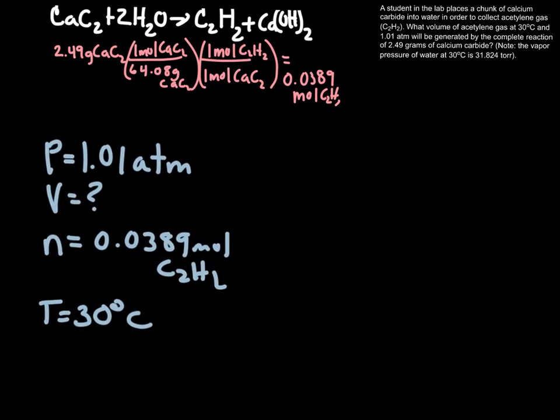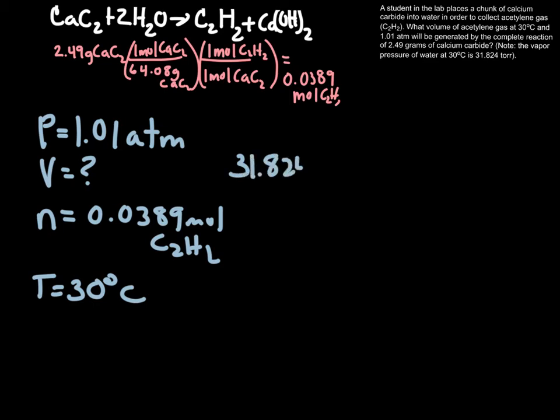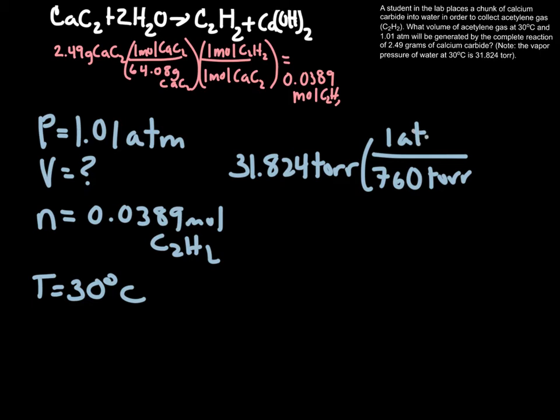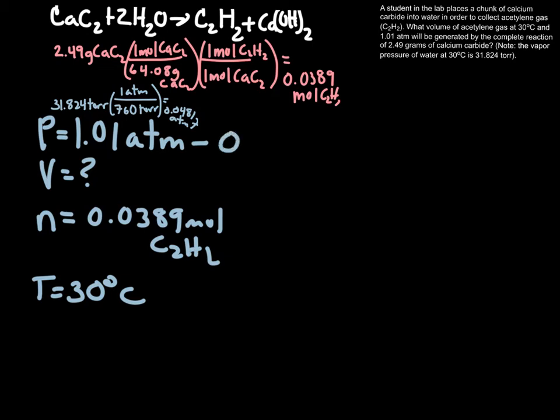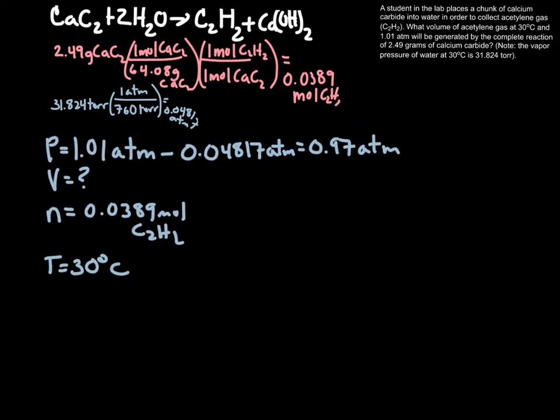Okay, so we take the 31.824 torr, and we convert it to atmospheres, and we get 0.04817. It's a lot of sig figs, atmospheres. Let's shrink that down. So what that means now is we need to subtract this value from our atm. So minus 0.04817 atmospheres. This will get rid of the partial pressure of the water. When we do this, we get 0.97 atmospheres, and this helps us to keep our sig figs together. Now let's shrink this down.